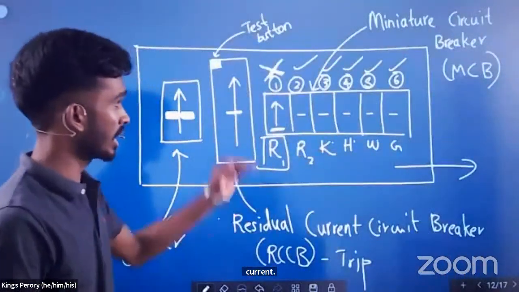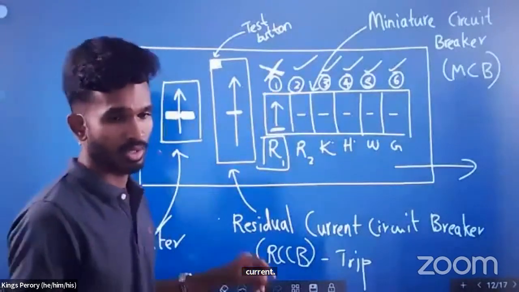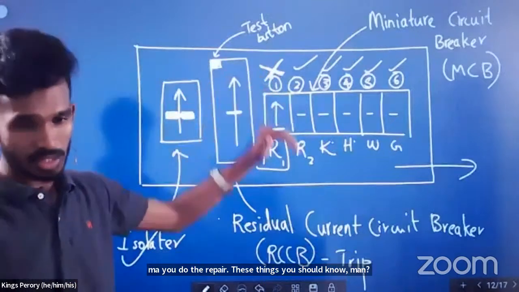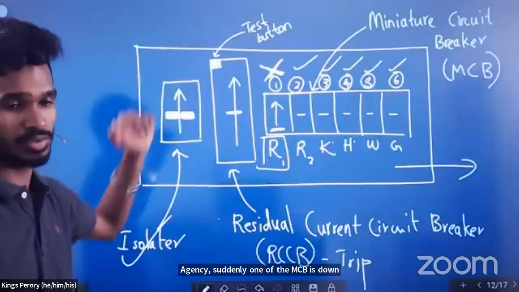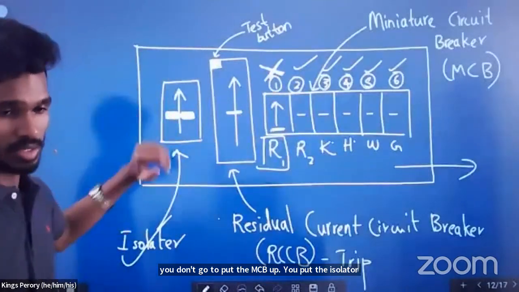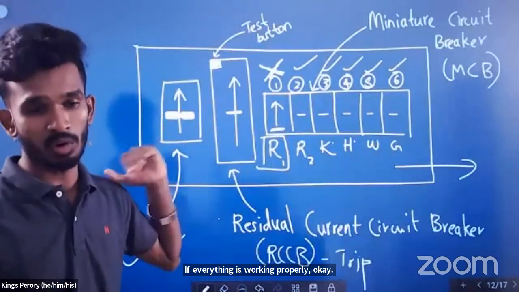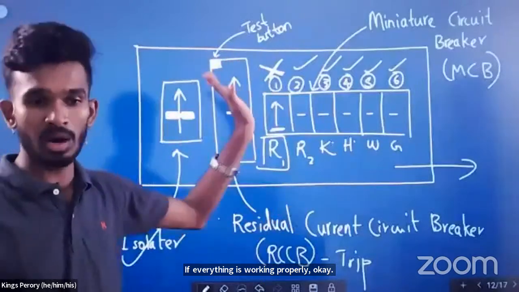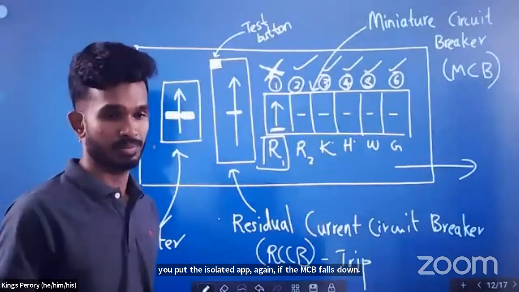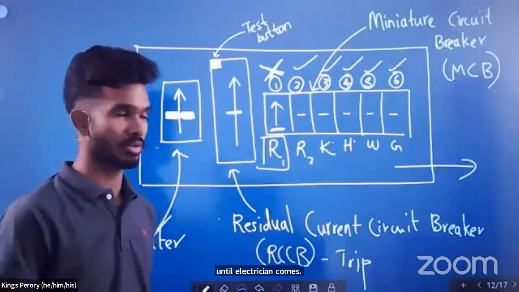Again, see, suddenly if one of the MCBs is down, you don't go to put the MCB up. You put the isolator down, trip switch down, then you put the MCB, then you put the trip switch, then you put the isolator. If everything is working properly, okay. Once you put the isolator up, again if the MCB falls down, best is keep it down, keep all the other things on until the electrician comes. Then at least other rooms there will be current.